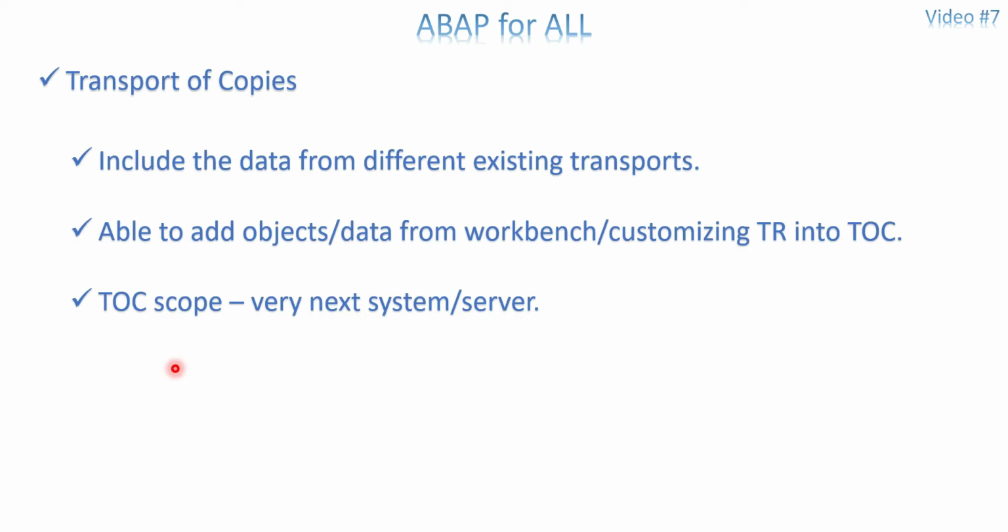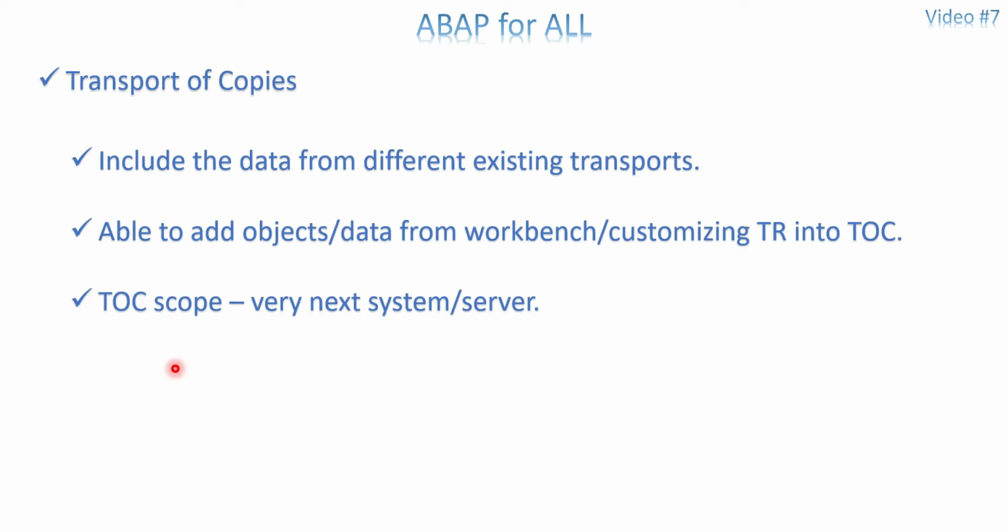If you want to send any of your objects to any other server which is not in the transport layer, you can go with transport of copies. Okay, this is one scenario. Another scenario: if there is a big project, at the end of the project is the go live. Once you move all the changes to production, you may have 100 transports. It's very difficult to maintain.